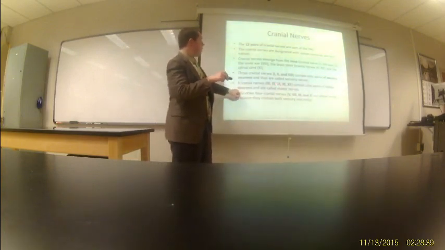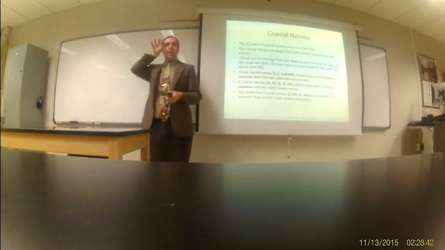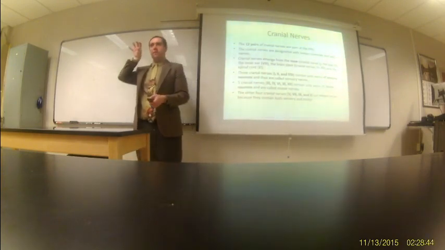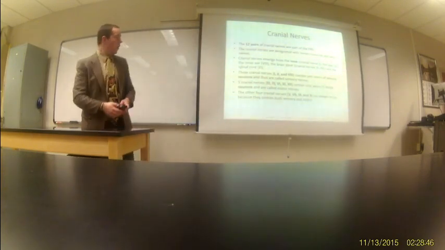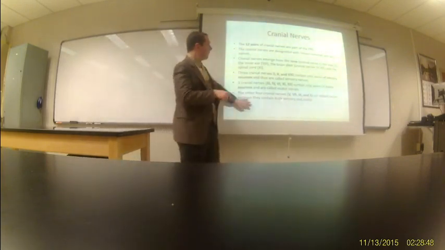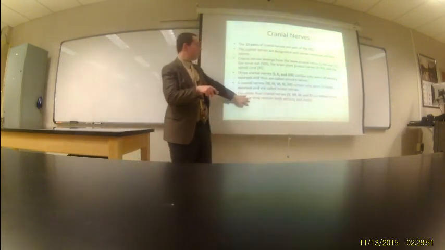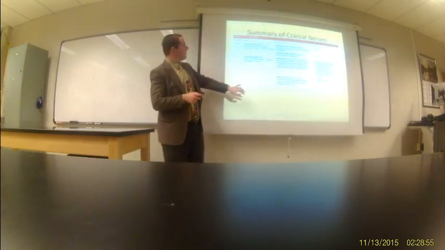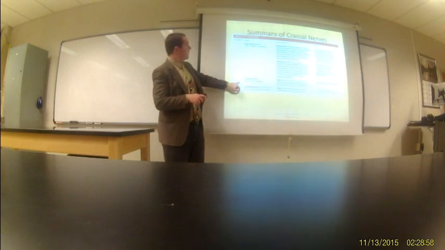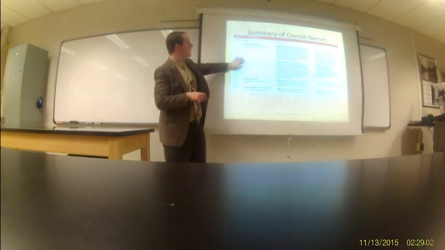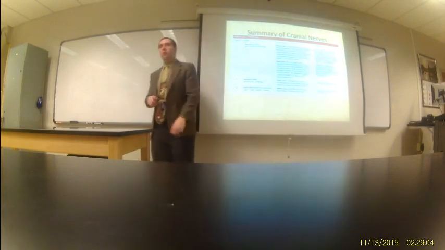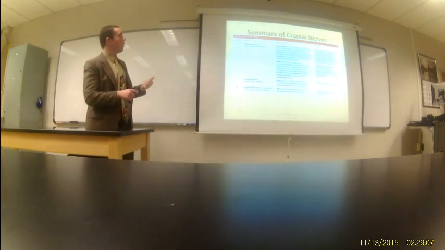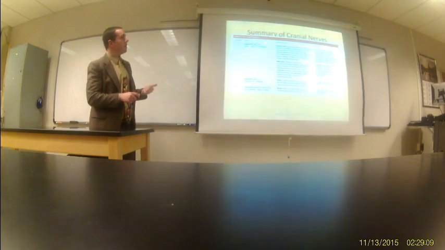Some of them are motor only, like the ones that move our eyeball. That is going to be motor only. And then there are some that we call mixed nerves that have both sensory and motor. So this few slides, there's 3 slides here, list all 12 pairs with the Roman numeral, the name, what they do. Okay?